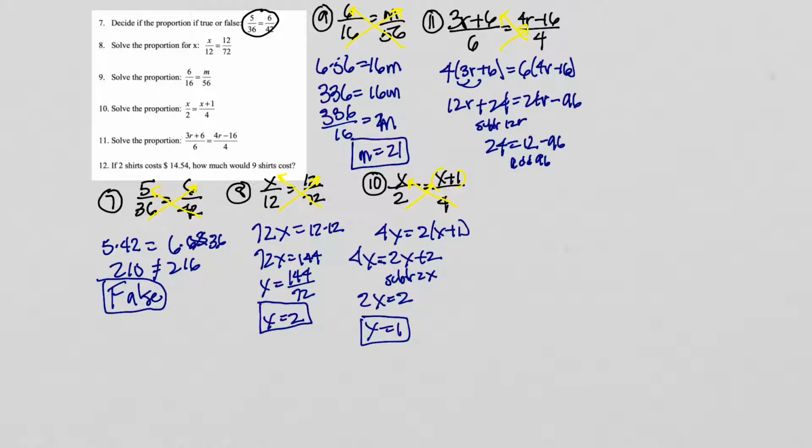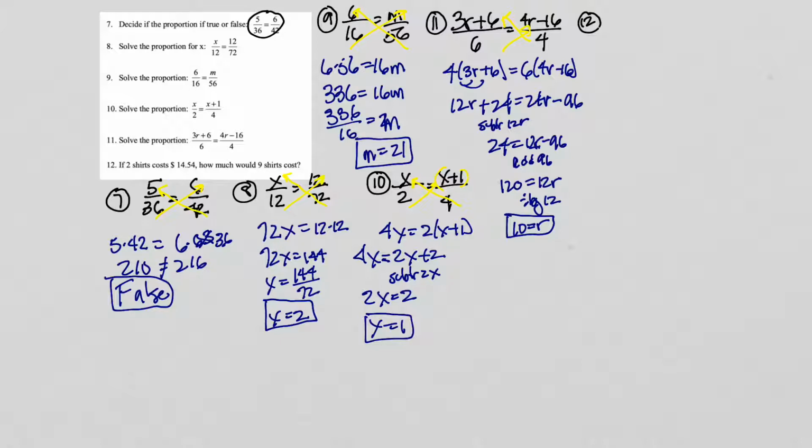So 24 and 96, that turns out to be 120. That's equal to 12r. And now we just divide by 12. And 12 into 120 is 10. So r is equal to 10.